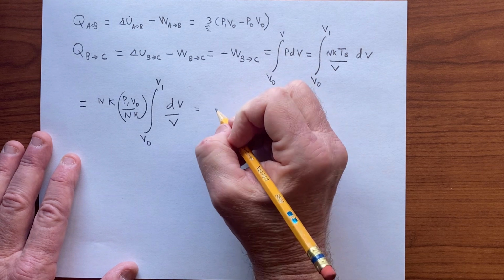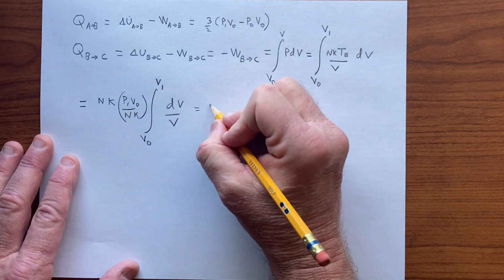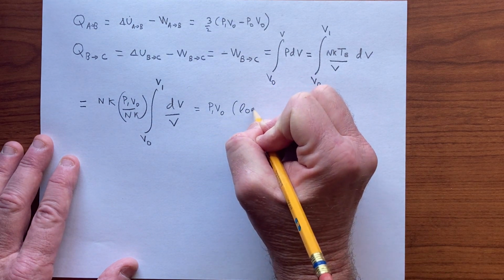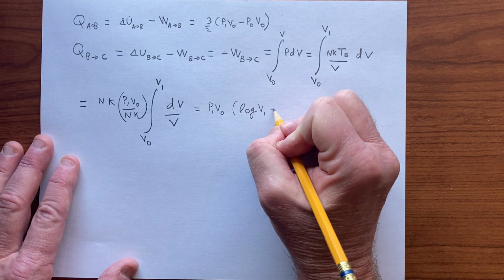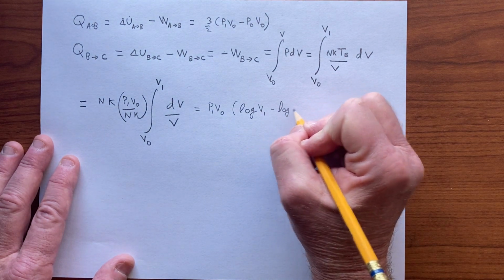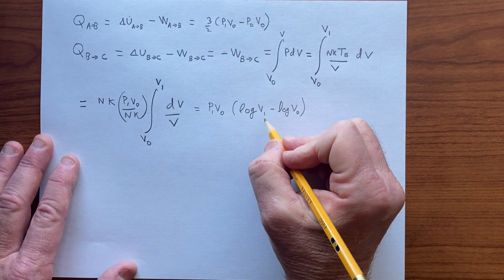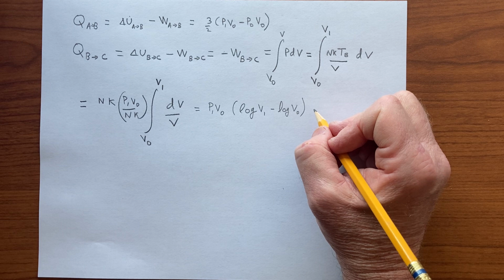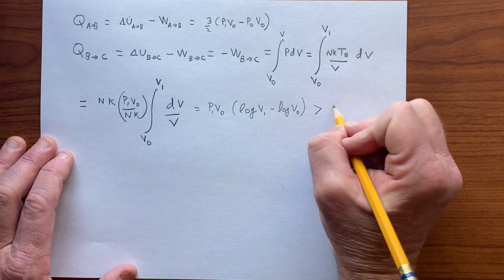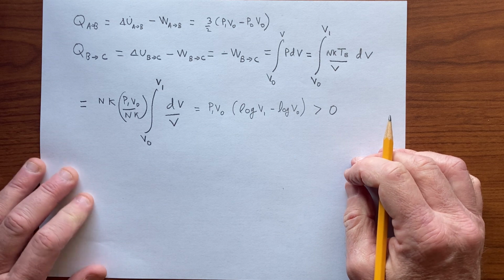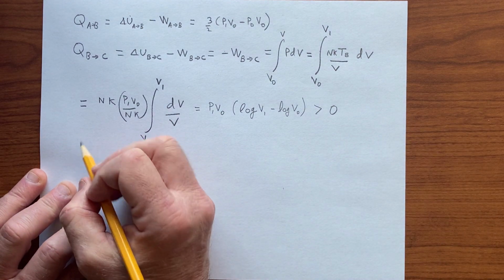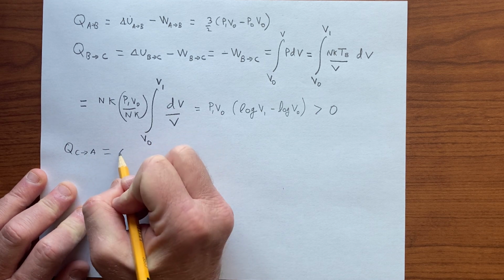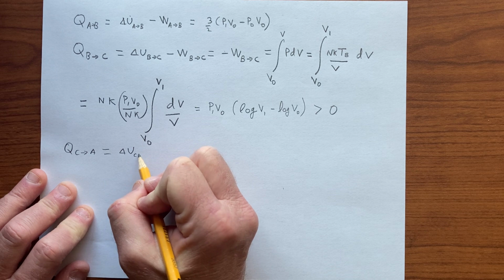And that's P1 V naught. Now we integrate this, we get the natural log, and we evaluate it from V naught to V1. We could write this as log of V1 over V naught, but here it's a little more straightforward to see that this is a positive quantity.